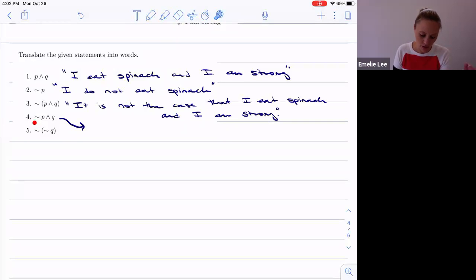Okay? And so the "it is not the case" applies to both, right? So it's not the case that I eat spinach and I'm strong. Hard, right? So I would say this type of scenario is probably the hardest one to translate, because you have to figure out how P and Q can stick together still, but then also negate it. Tricky.